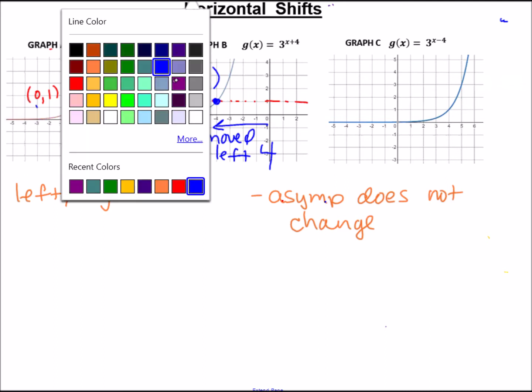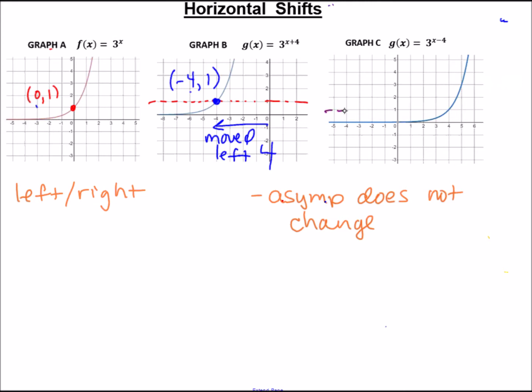So on this one over here, look at y equals 1. Looks like our point for the graph is right there, which is now at (4, 1). And it's moved right. So we would say it has shifted right 4.